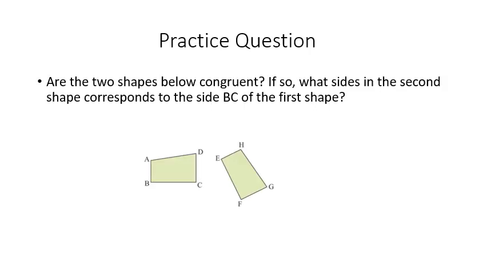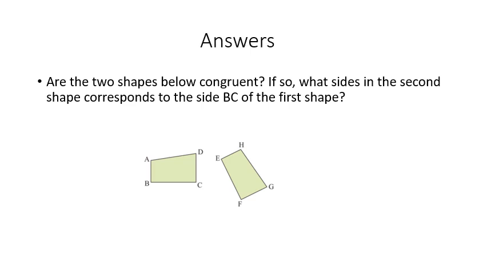Okay, so now I have a practice question for you to have a go at. Feel free to pause the video when the question comes up. Try and answer it when you think you've got the right answer. Continue, and we'll see how you went. Okay, so as stated, here's the practice question. The question says, are the two shapes below congruent? If so, what sides in the second shape correspond to the side BC in the first shape? Please feel free to pause the video and have a go at this question. Once you think you've got the answer, continue, and we'll see how you went.